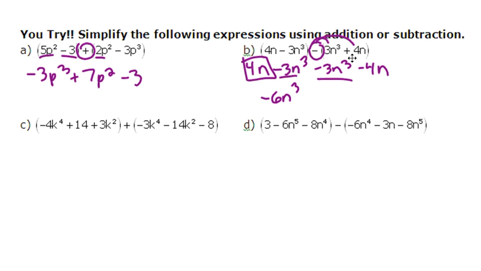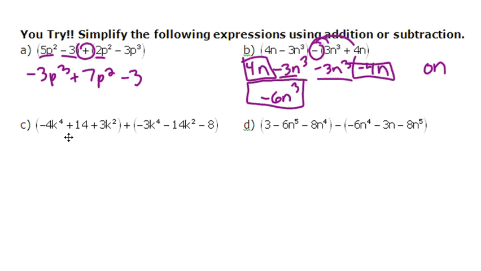4n and negative 4n make 0n. Remember, any number, so any variable times 0 is still going to be 0. So I'm not going to write plus 0n. This is just my final answer.